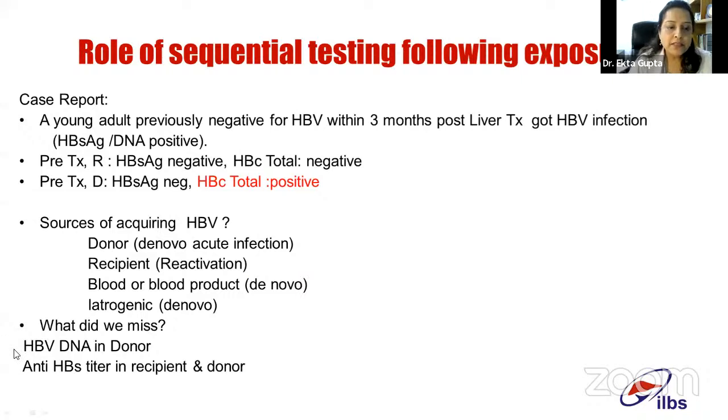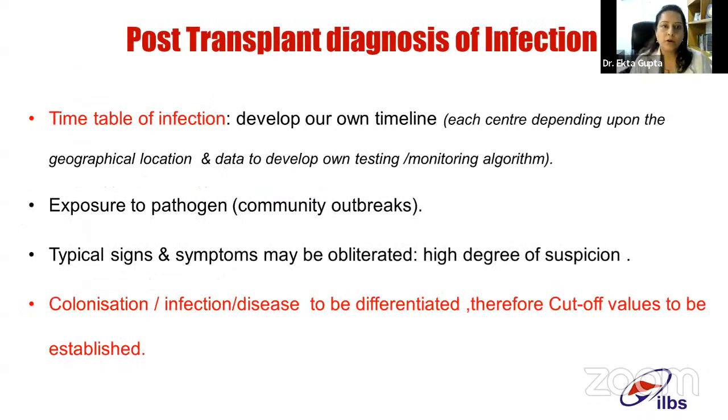What did we miss? We missed that we should have got the HBV DNA done in the donor, and anti-HBs in the recipient as well as the donor. The donor could have been exposed and now cleared, so an anti-HBs, which is a protective titer, should have been done. Here I want to tell you that when I say risk exposure is assessed by IgG, you don't have to leave certain IgG just like that. You have to do sequential testing. The idea is to give as minimal exposure to a recipient for any infection as possible. So here the microbiologist's opinion and advice is very, very important.